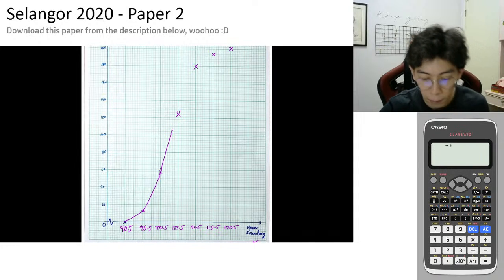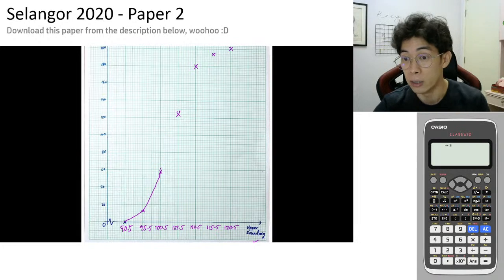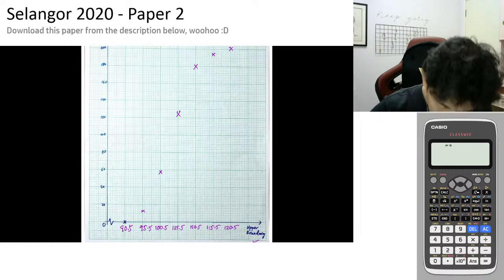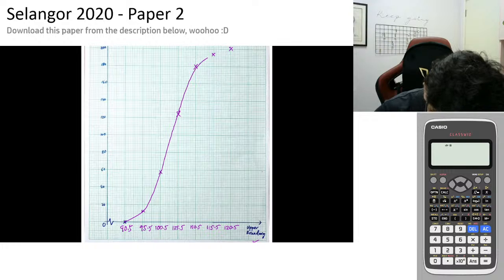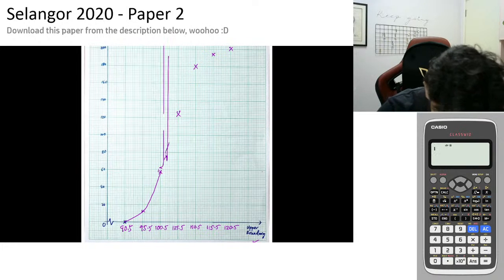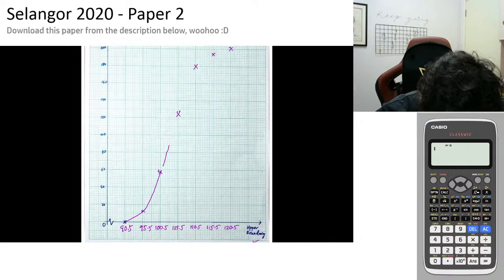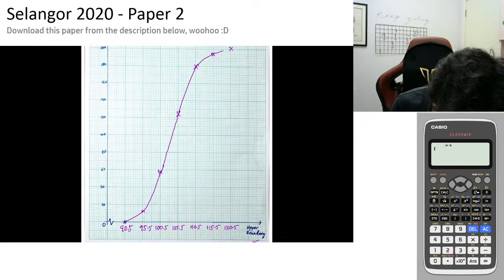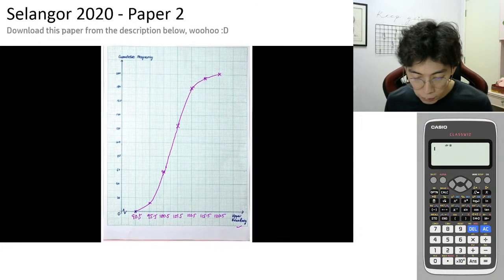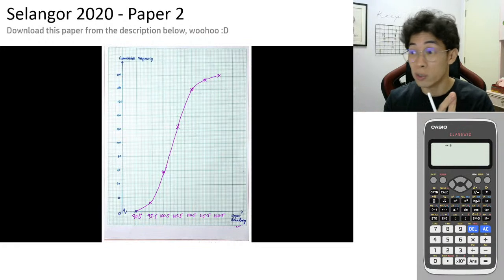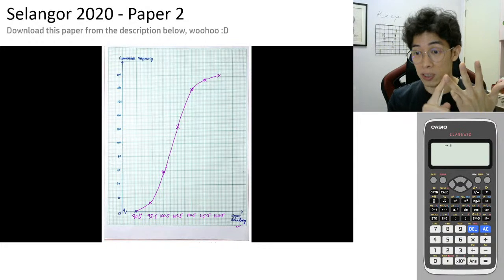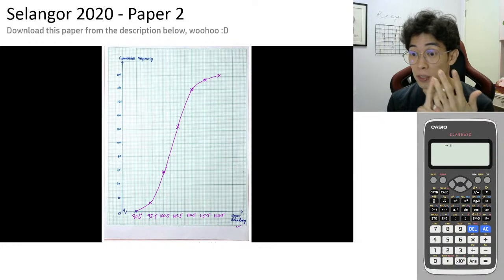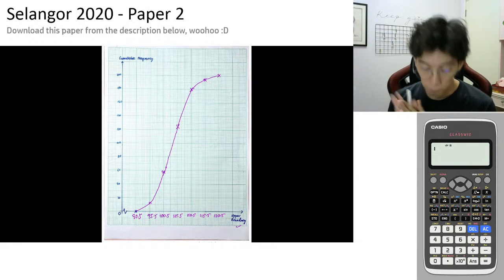So you can refer to the sample answer if you want, because mine is a bit off already now. After this, just check a few things. Number one, your scale, your plotting, your labeling, as well as smoothness. Use pencil.